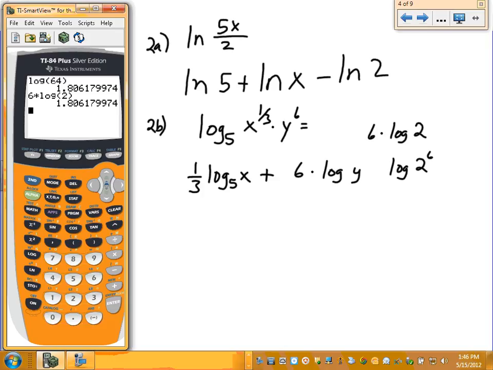Okay. What about 6? What's another way we could look at 64? Give me another way to break up 64. 4 cubed. So I should be able to go 3 times the log of 4. Excuse me.